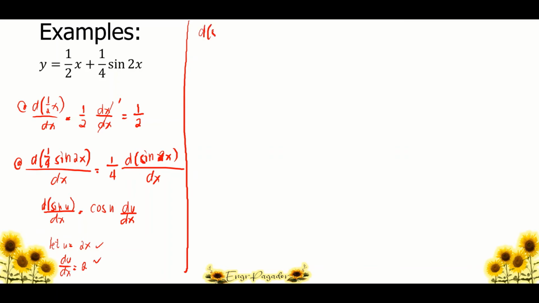So, the derivative of sine 2x with respect to x is equal to cosine 2x multiplied by your du over dx, that is equal to 2. So, this will be equal to 2 cosine 2x. So, pwede na ngayon natin itong i-substitute dito sa derivative ng sine 2x. Now, let us continue in getting the derivative of the second function.